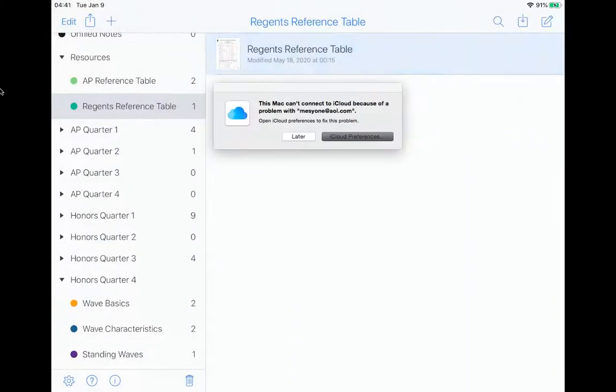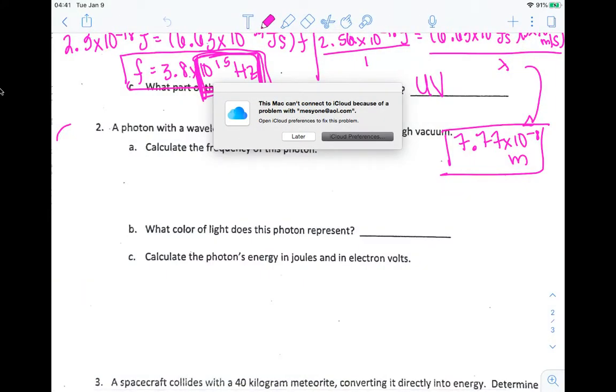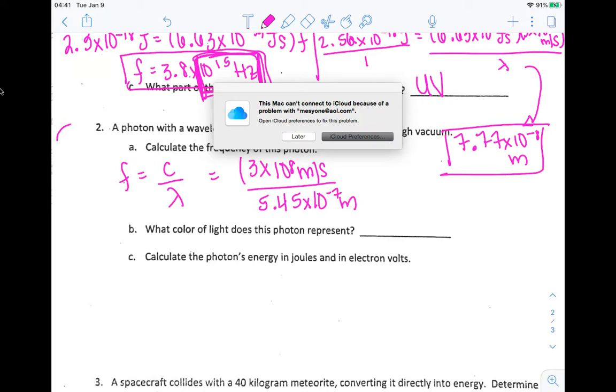So now we can go back to our problem, and that's the formula that we're going to use. So f is equal to c divided by wavelength. C we know was 3 times 10 to the 8 meters per second. Wavelength they give us, 5.45 times 10 to the negative 7 meters. Make sure when you're plugging it into your calculator, you're using parentheses. And you should solve, hopefully correctly, and end up with 5.5 times 10 to the 14 hertz.